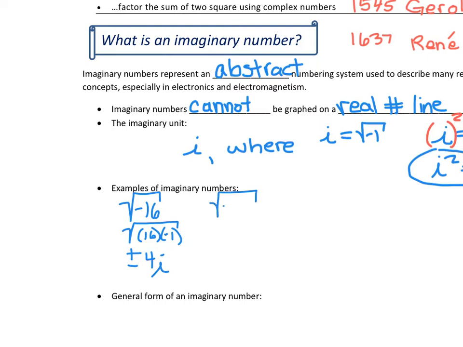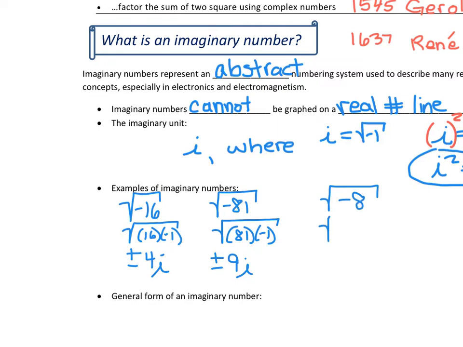Another example, I'll try another perfect square. The square root of -81. That's the same thing as 81 times -1. The square root of 81 is both the positive and negative 9. And the square root of -1 is i. Let's do one more example, say, of something that's not a perfect square. If I have the square root of -8, for example, I can look at that as 4 times 2 times -1.